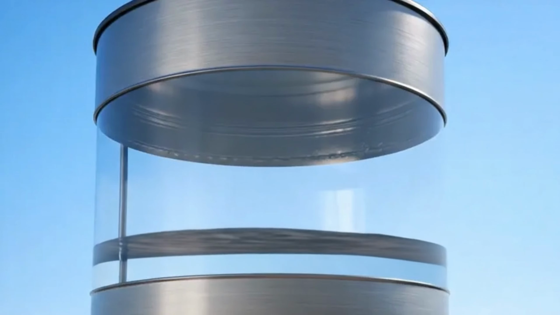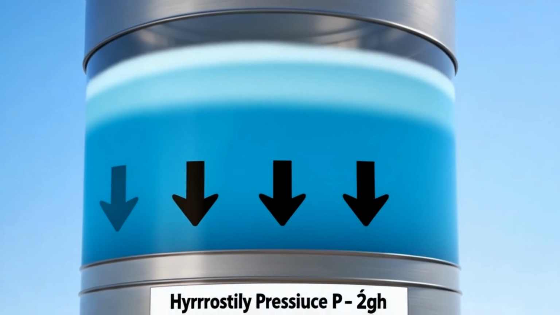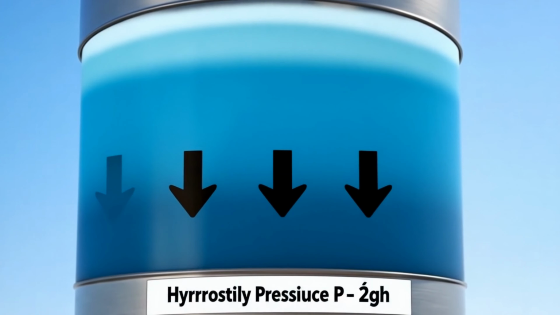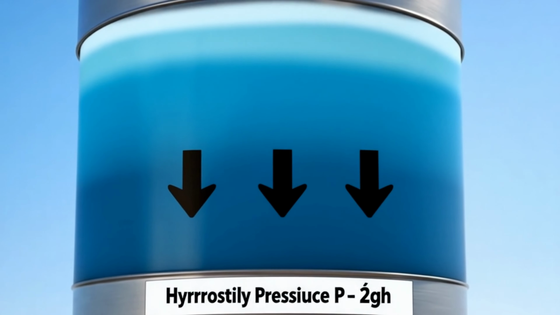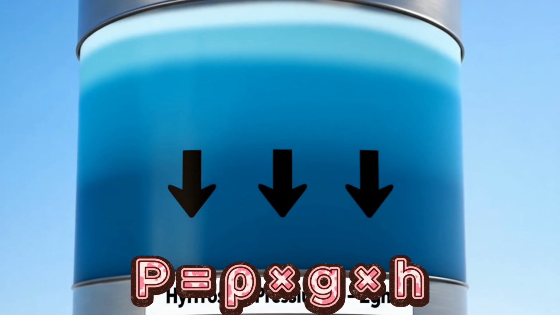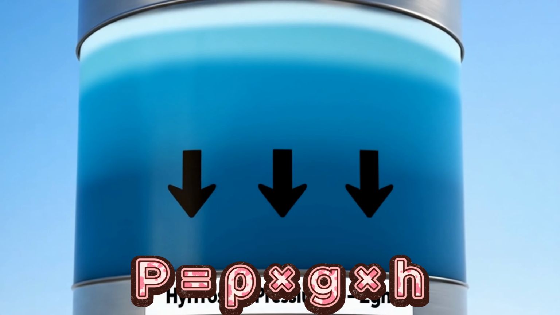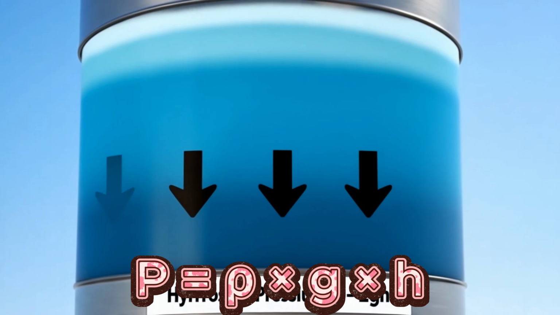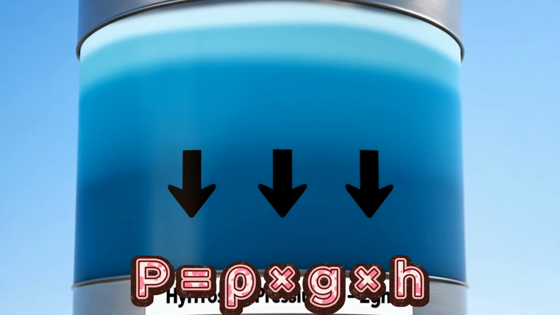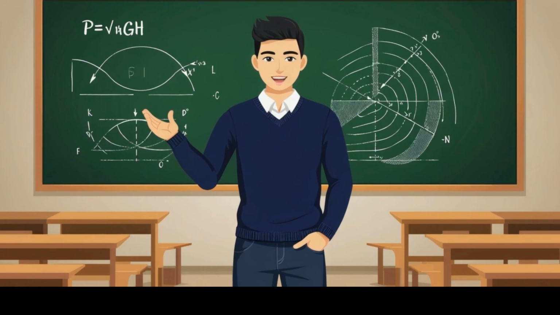However, different liquids do not apply the same pressure as water. The pressure depends on the liquid's density and the height of the liquid column. It can be calculated using the following formula: P equals rho times g times h, where rho is the liquid's density, g is the gravitational acceleration, h is the height of the liquid column. And that's how pressure builds up at the bottom of a water tank.